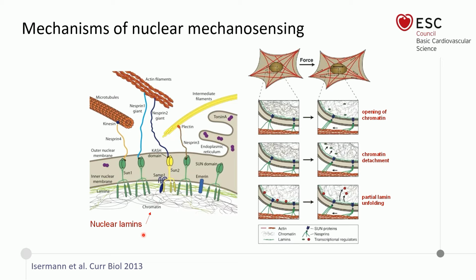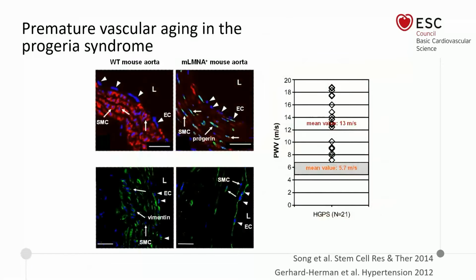Mechanotransduction in the nucleus works via 3 different mechanisms: opening of chromatin under force, partial chromatin detachment, and partial lamin unfolding, promoting accessibility of transcription factors to the promoter of genes and interfering with the expression of genes. And one good example of this role of epigenetics is the syndrome of premature vascular aging, the progeria syndrome.